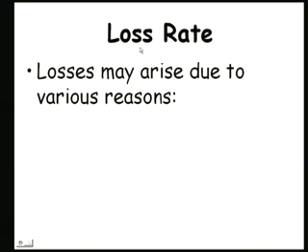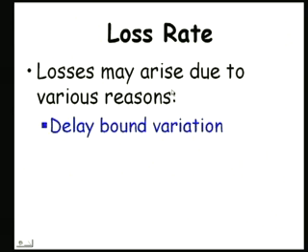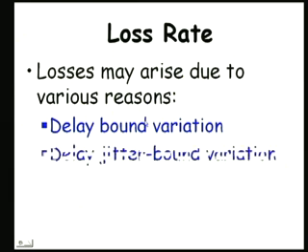Now, let us try to analyze why losses occur in a network. What do you think? Why do losses occur in a network? The losses occur in a network in a real time situation due to many reasons, maybe due to delay bound variation. The packet arrived too late to be used by the application. As far as the application is concerned, the packet has been lost, it is of no use.